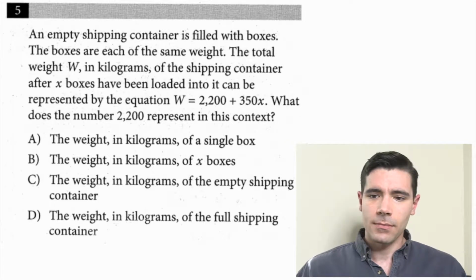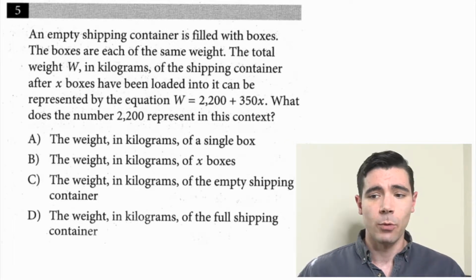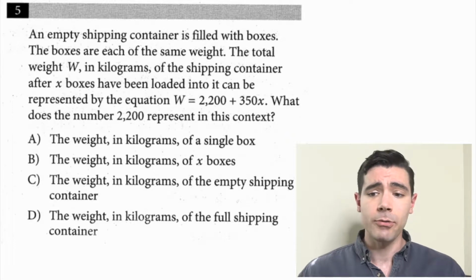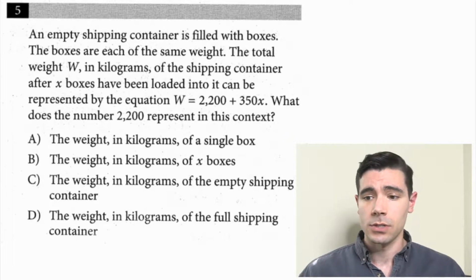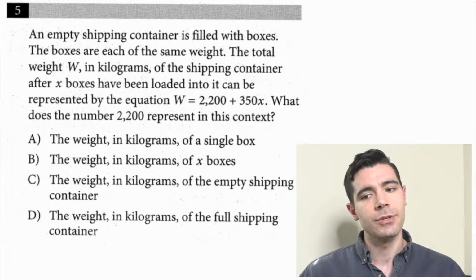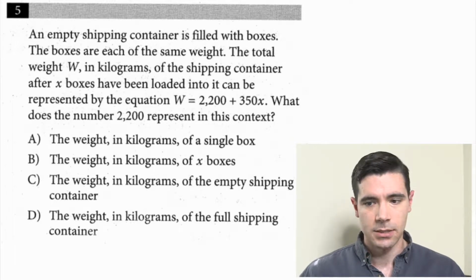It reads, an empty shipping container is filled with boxes. The boxes are each of the same weight. The total weight, W, in kilograms of the shipping container after X boxes have been loaded into it can be represented by the equation W equals 2200 plus 350X. What does the number 2200 represent in this context?